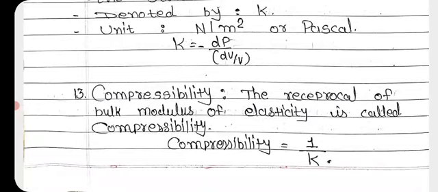Last definition is compressibility. The reciprocal of bulk modulus of elasticity is called compressibility, right? So compressibility is 1 by K. So this is the brief description of properties of fluid.